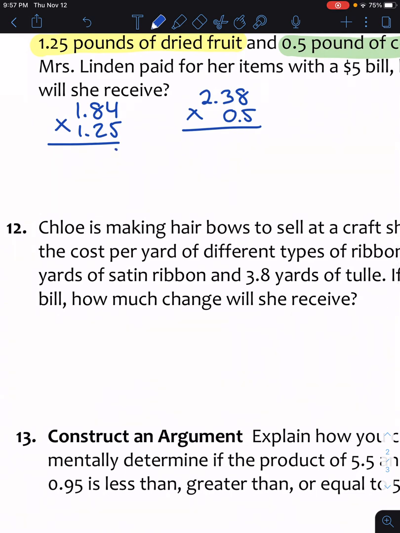So 5 times 4 is 20, carry the 2. 5 times 8 is 40, plus 2 is 42, carry the 4. 5 times 1 is 5, plus 4 is 9. 2 times 4 is 8. 2 times 8 is 16. We're going to carry a 1 this time. 2 times 1 is 2, plus 1 is 3. 1 times 4 is 4. 1 times 8 is 8. And 1 times 1 is 1.